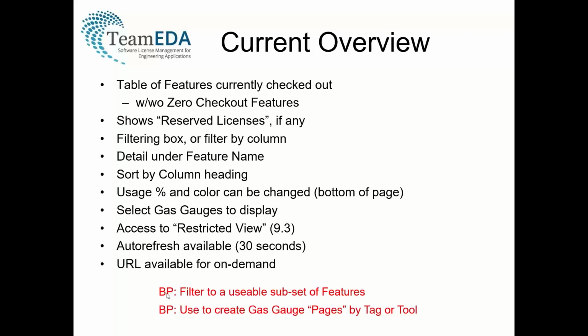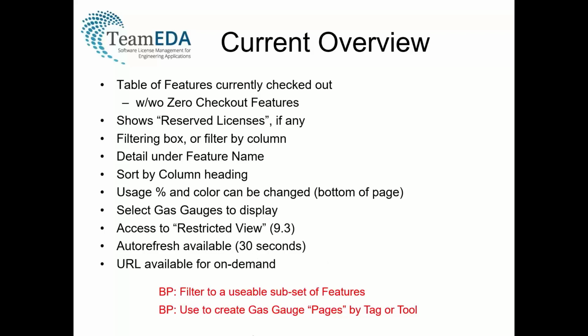A couple of best practices comments here. You should filter the table to see the usable set of features that you want. So you may only want to see a certain vendor or a certain tool across multiple license servers. So use your filters to get to the exact feature list that you're looking for. And then you create gas gauges that way, and you can save those gas gauge pages for immediate access on-demand reports. The gas gauges can be set by tag or by tool.